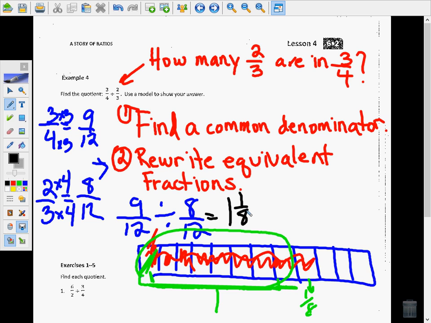Now, what I'd like you to do is go ahead and try exercises 1 through 5. Remember, boys and girls, find common denominators and rewrite your fractions.